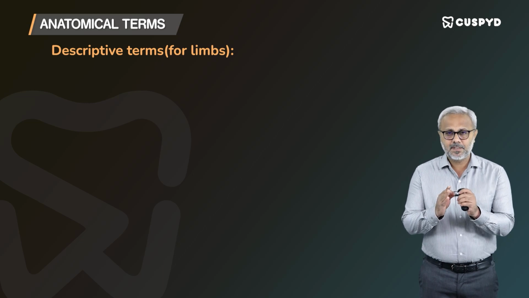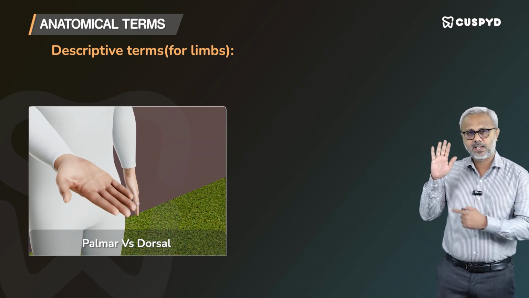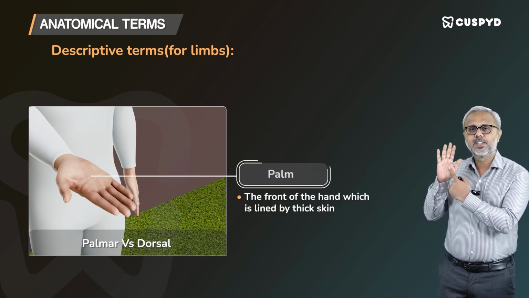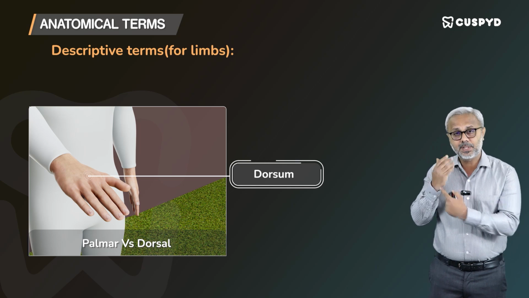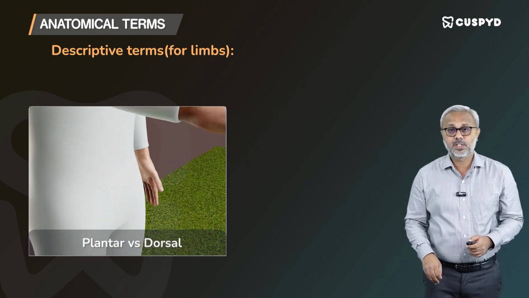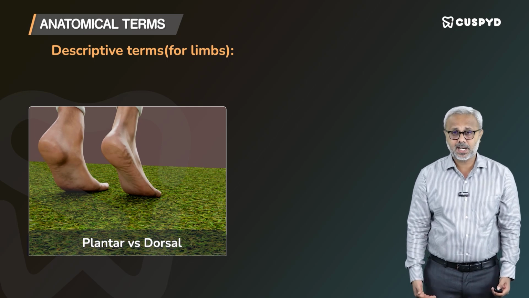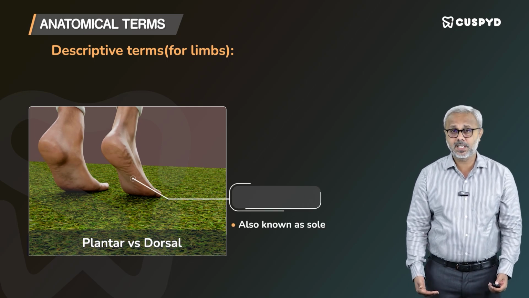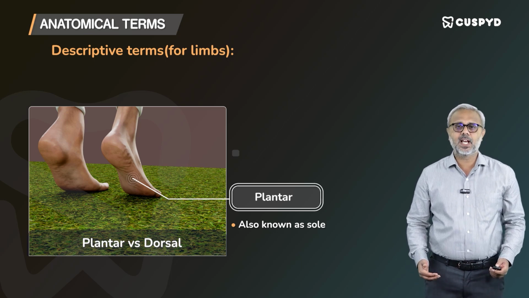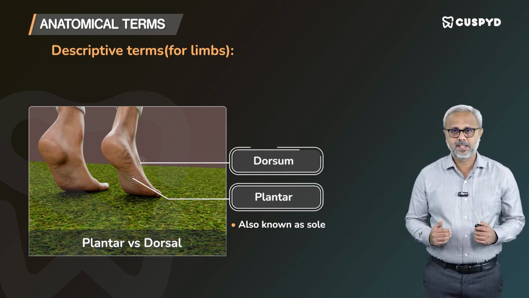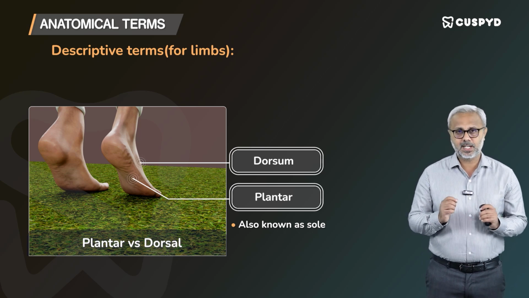Then we also have terms like palmar and dorsal. The front of the hand, which is lined by this thick skin, is called the palm, and this is called the dorsum. The same terms for the foot are dorsal and plantar. We stand on the plantar aspect of the foot. The plantar aspect is synonymous with the sole. The opposite surface is called the dorsum of the foot, right? So this is the difference between palmar and dorsal, plantar and dorsal.